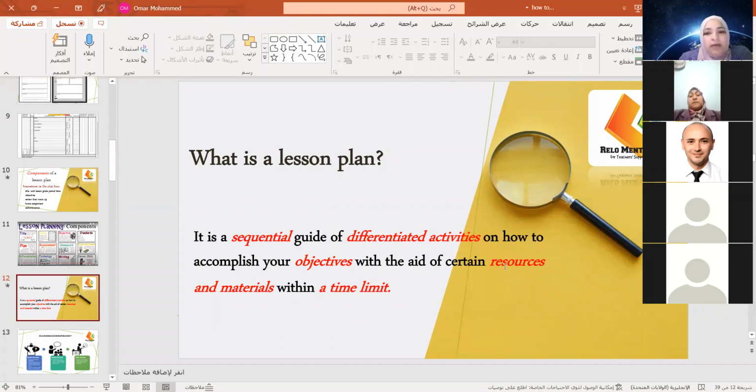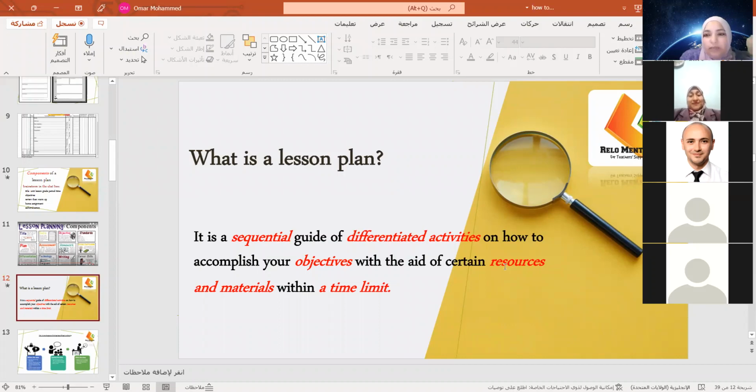So the red colored words are mainly the elements of the lesson plan. Sequential guide, it's a sequence. It's not isolated elements. They should be connected together in a certain sequence of activities. And these activities should be differentiated according to students' level. Because students are different, the activities should be differentiated.